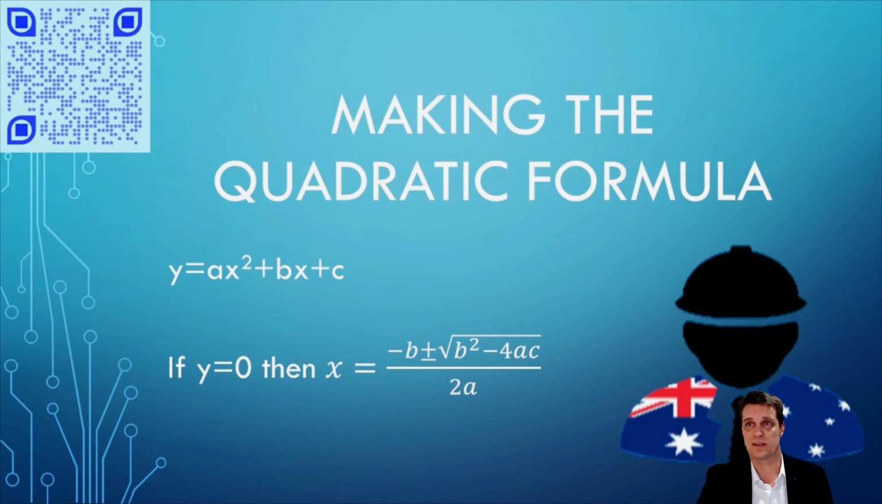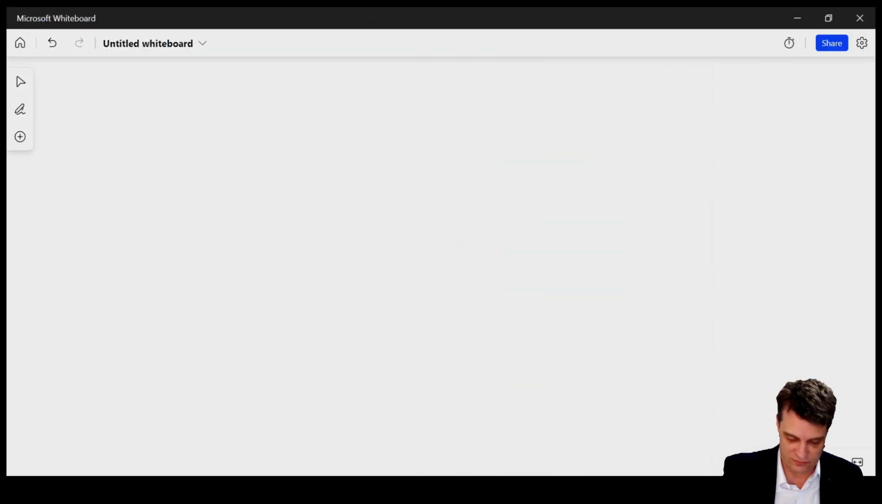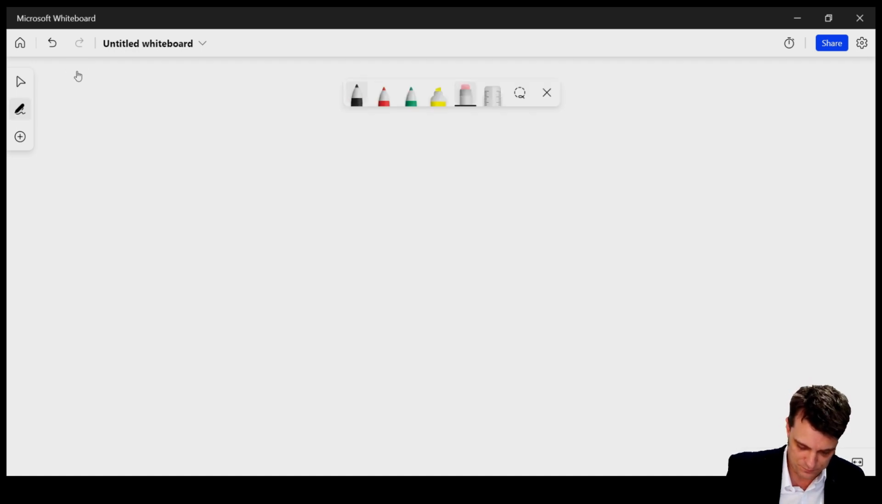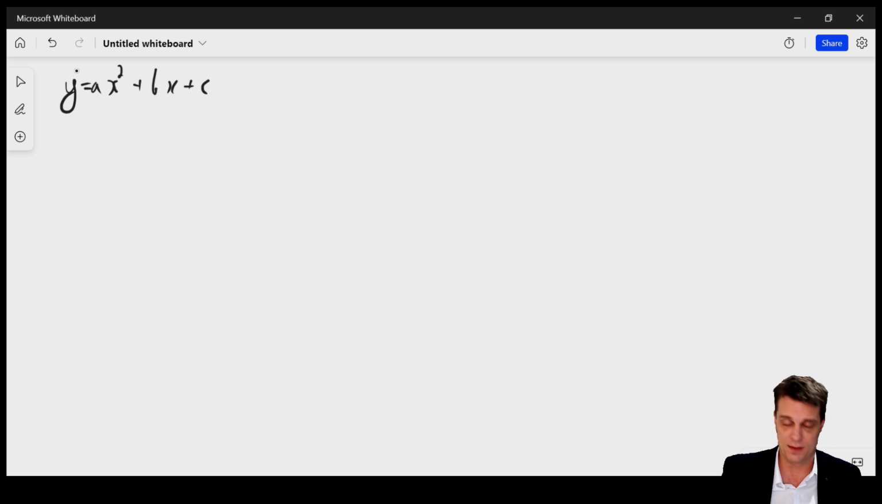So let's get straight into it today and bring up the whiteboard for this. Let's start by just writing down our quadratic equation, y equals ax squared plus bx plus c. Now we want to solve this from when y equals 0. What does this actually mean though? What are we trying to actually look at?